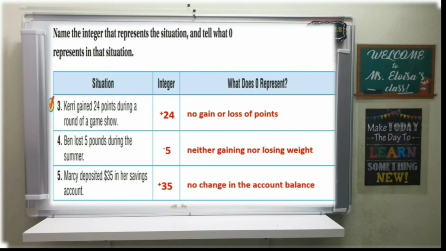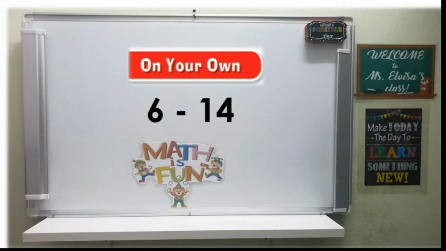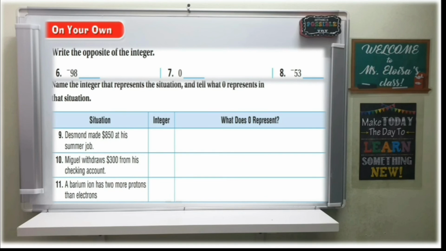Now, it is your turn to answer on your own numbers 6 to 14. Pause the video here and then check your answers later. Number 6, positive 98. Number 7, 0. Number 8, positive 53. Number 9, positive 850, neither making nor losing money. Number 10, negative 300. Miguel neither withdraws nor deposits money.